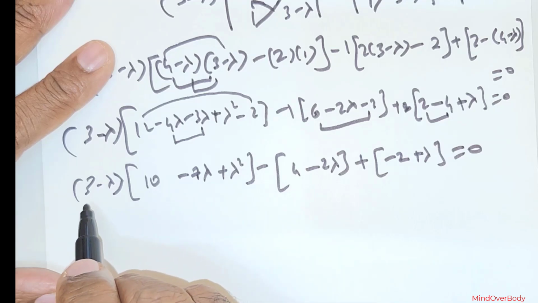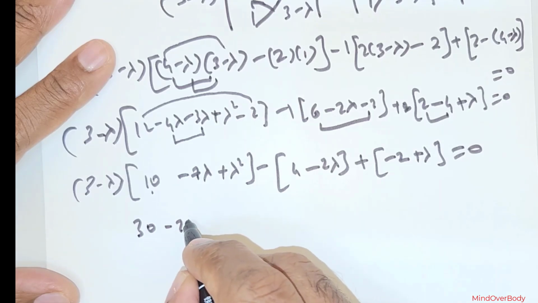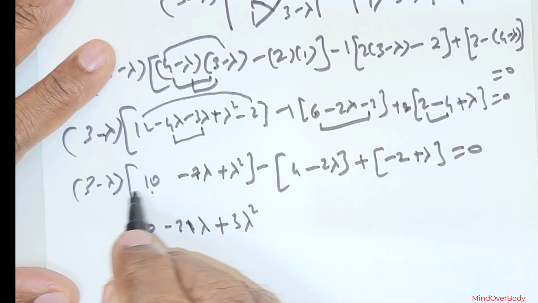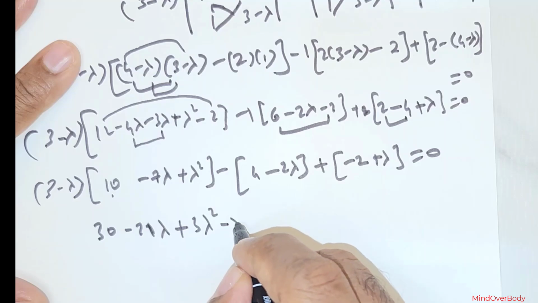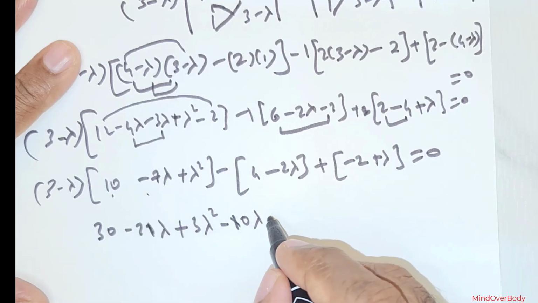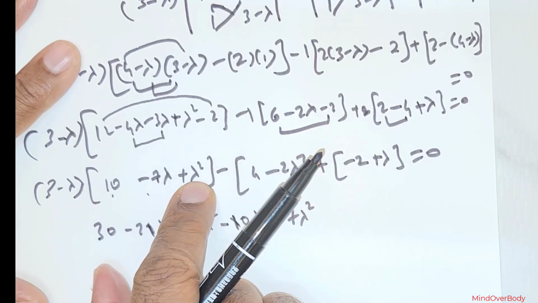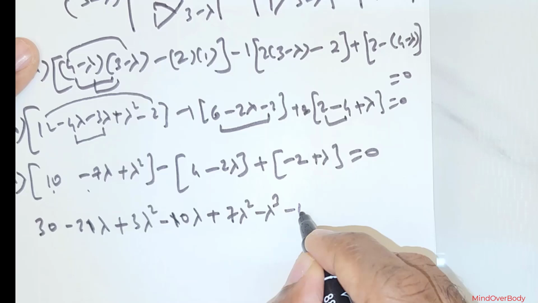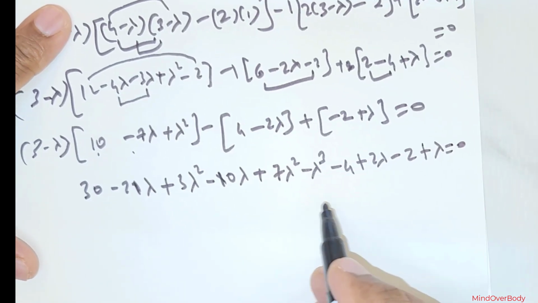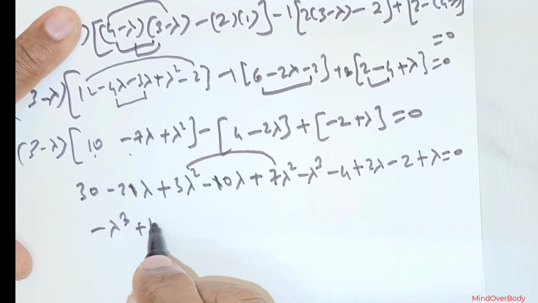So this is going to be 3 multiplied with 10, that's 30. 3 multiplied with 7, that's 21 lambda. 3 multiplied with lambda squared, 3 lambda squared, and now lambda into 10 minus lambda, that's going to be negative 10 times lambda, and positive 7 lambda squared, and then this is going to be degree 3, lambda cubed, negative 4, positive 2 lambda, negative 2, positive lambda is equal to 0. So you have a negative lambda cubed. Now 7 added with 3 will be 10 lambda squared.